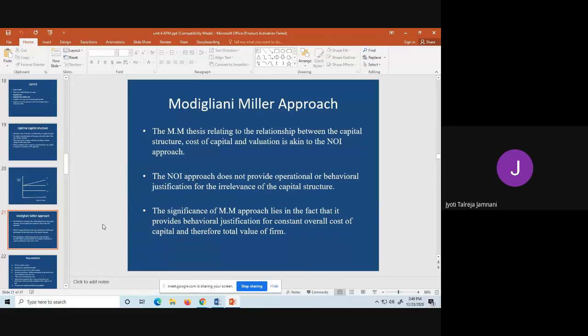Clear? This was the gist of the entire theory. I have not read a single slide. I just told you what is arbitrage, connected it to MM. Any doubts?